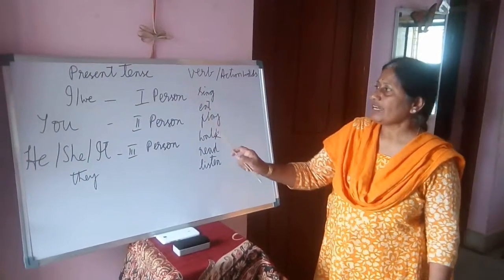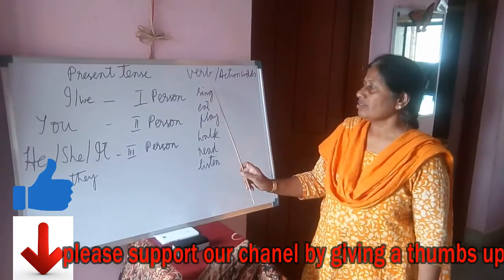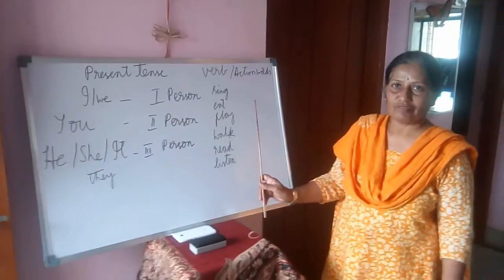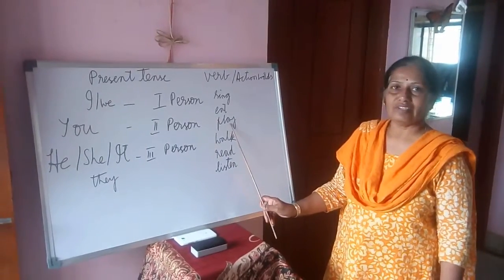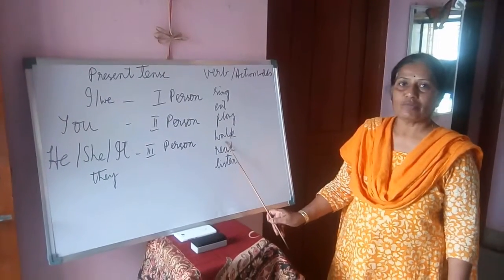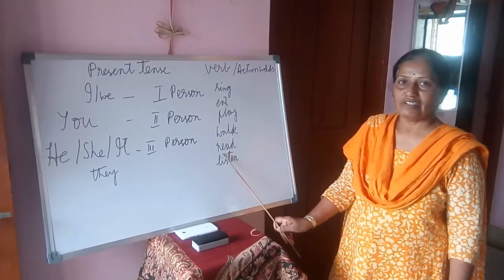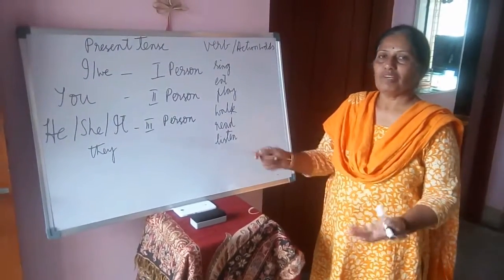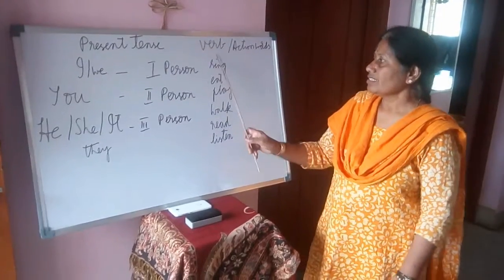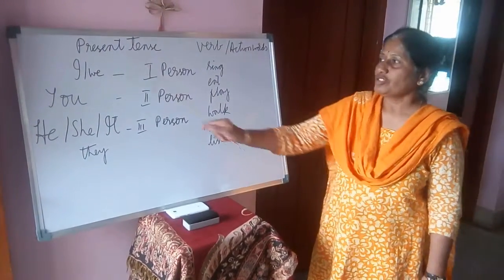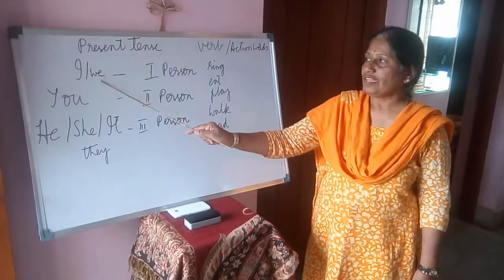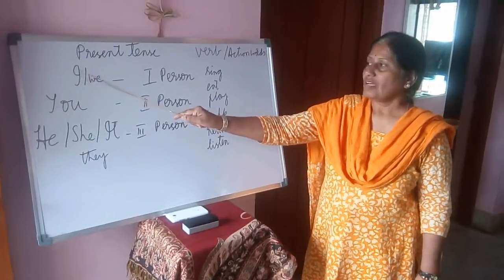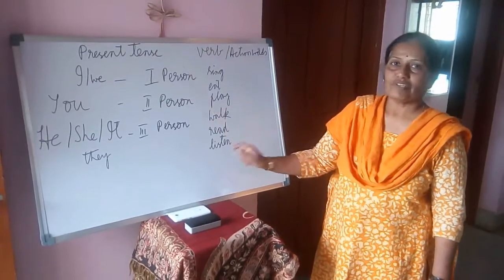Like you can complete the sentence. I sing a song with my friend. I eat jalebis, which is my favorite. I play in the garden. I walk with my friend. I read books. I listen to music. So you can complete the sentence using these verbs with I and we. We got to know how to use it with the pronoun I and we, that is first person.